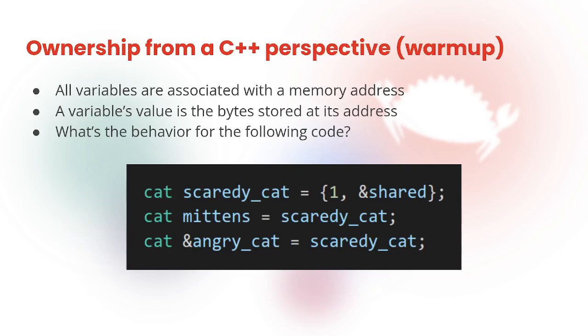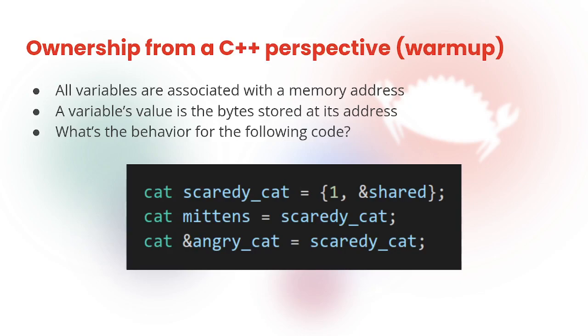But what can be a problem with copying scaredy cat and mittens in this definition of the object? I have an idea. The pointer inside still points to the same address. Yeah, so scaredy cat is an object, mittens is an object, but they both have a pointer to something, and that pointer is pointing to the same thing. That's going to be a problem later.